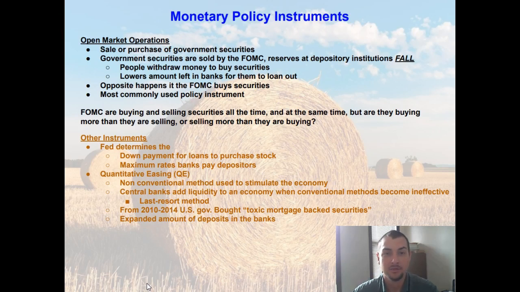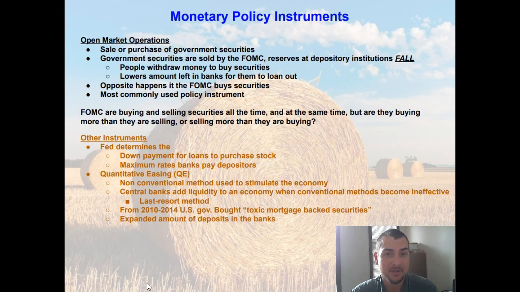The next major tool that the Fed uses in monetary policy is changing the discount rate or the federal funds rate. Remember, the discount rate is the rate at which banks can borrow from the Fed. The federal funds rate is the rate at which banks borrow from other banks. The higher those interest rates are, basically the fewer loans they're going to make, for various reasons.